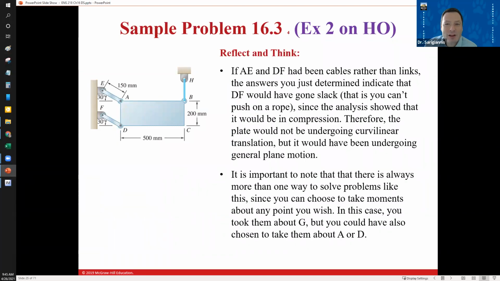Oh yeah, this is an interesting point. If these had been cables, you can't have a cable under compression. This would have just gone slack, right? And again, you could have chosen any moment you wanted to.